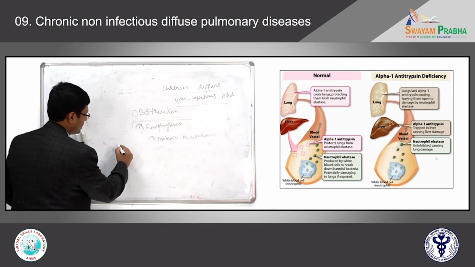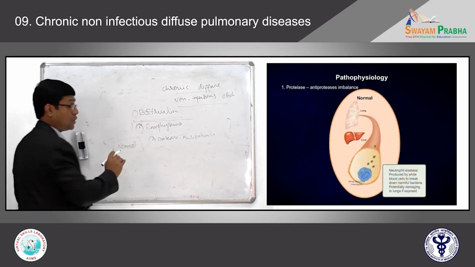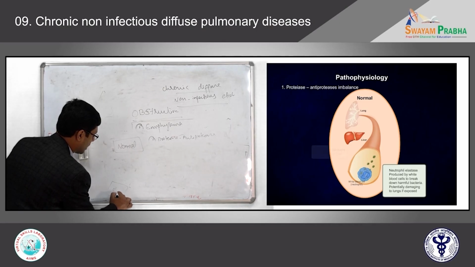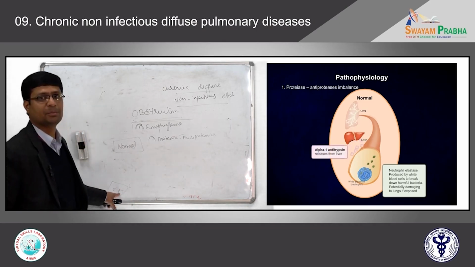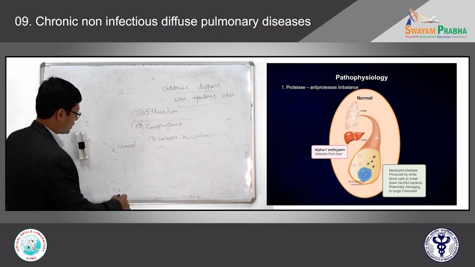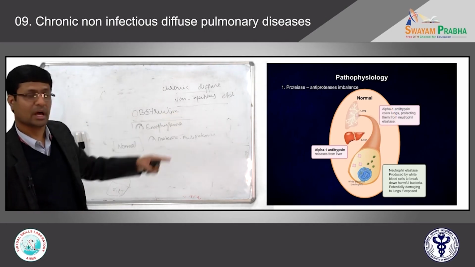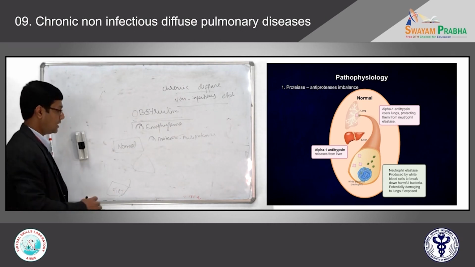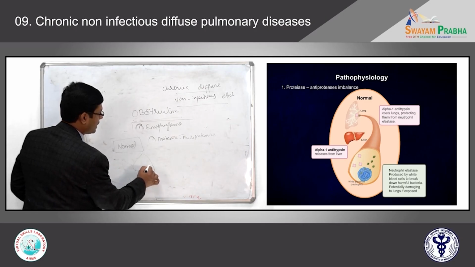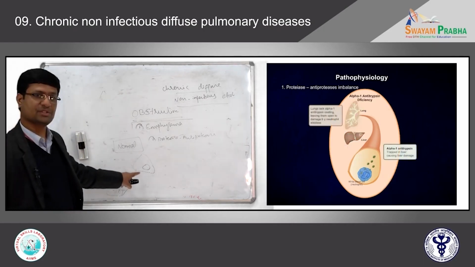Normally, what happens in normal individuals? We have the liver. Alpha-1 antitrypsin is synthesized and secreted from the liver. It circulates all over the body, because the lung has a very rich vascular supply, and this alpha-1 antitrypsin is deposited in the alveolar lining epithelium.